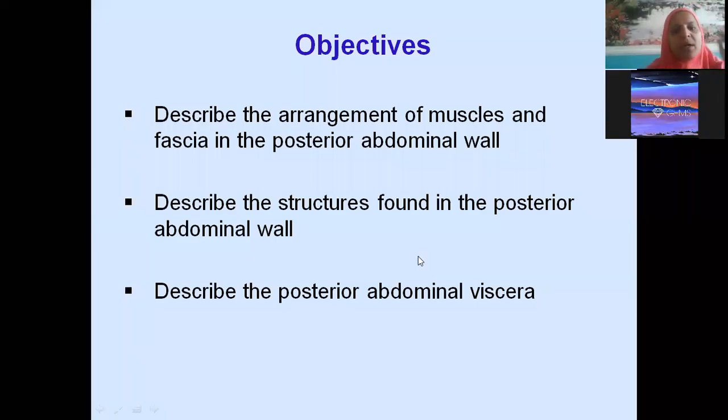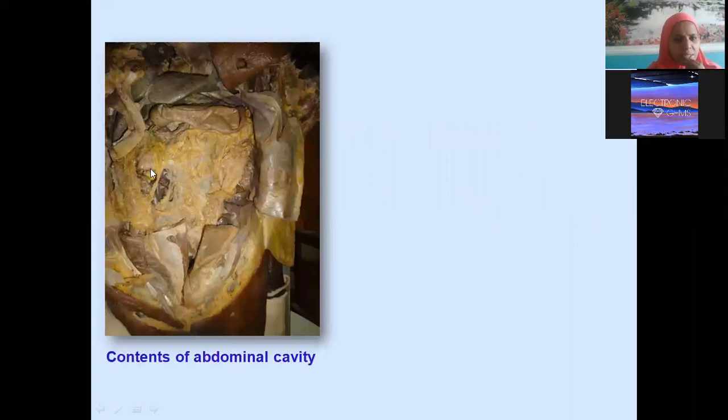So we'll see what are the various muscles. Okay. So the fascia covering the muscles in the posterior abdominal wall, and we'll see what are the structures found in the posterior abdominal wall and posterior abdominal visceral organs. Now, see, this is the dissected cadaver.